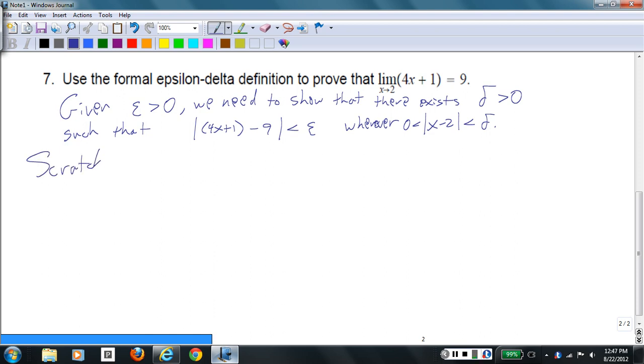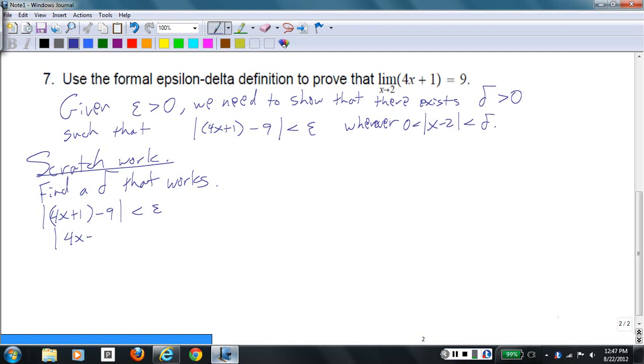All right, so scratch work. Find a delta that works. So here we go. Absolute value of 4x plus 1 minus 9. We need that to be less than epsilon. So we're going to have control over this expression, absolute value of x minus 2. So we're going to try to express the absolute value of x minus 2 in terms of epsilon somehow. So we simplify. This is the absolute value of 4x minus 8. That's got to be less than epsilon.